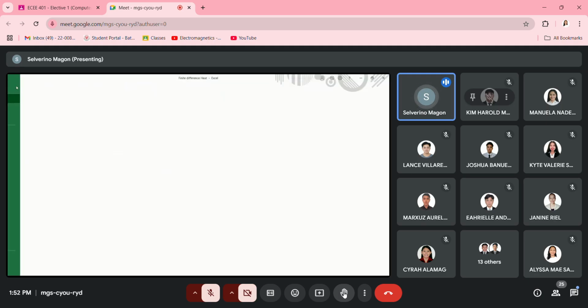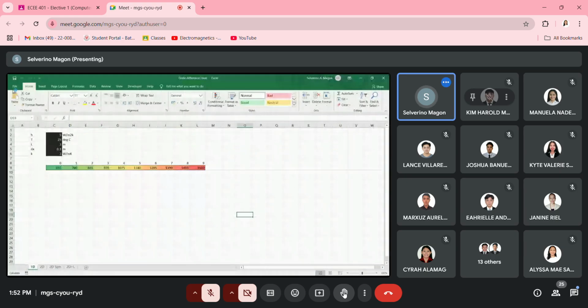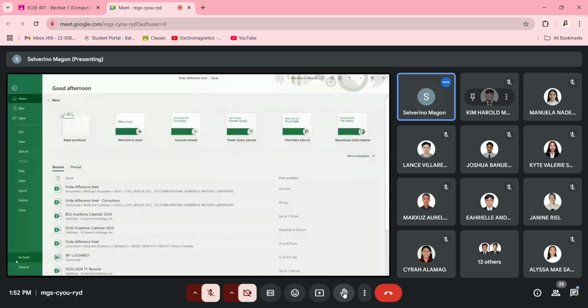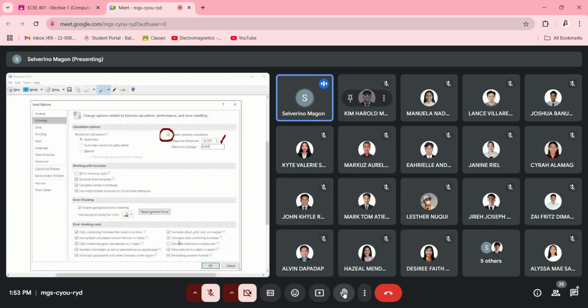But take note that you have to enable the iterations by going into this tab. The File menu, and then Options, and then something will pop up. I'll share with you the tab, since it's not visible to you right now. I'll share with you a snapshot of what it should be.